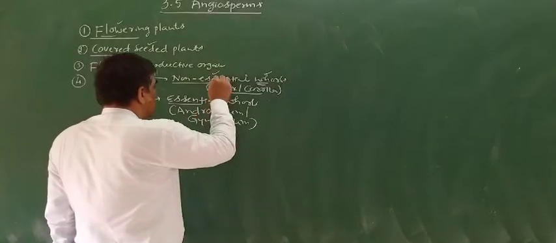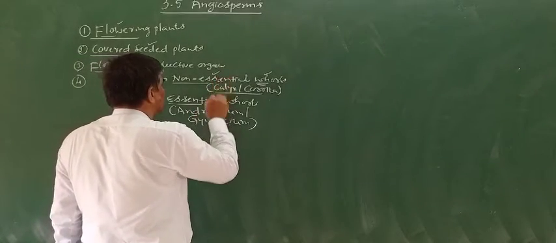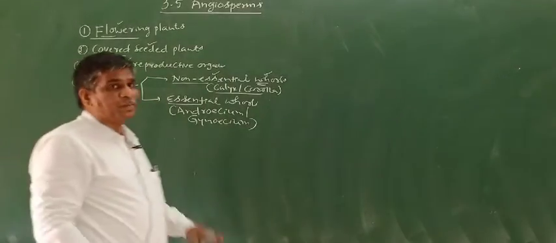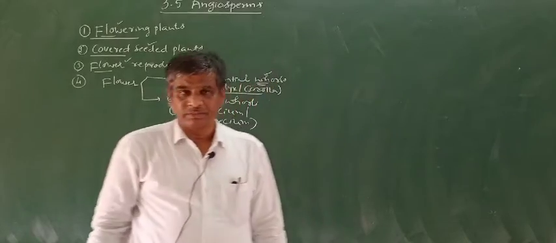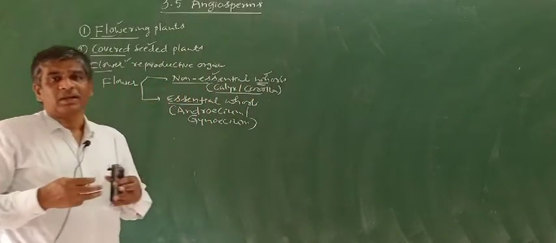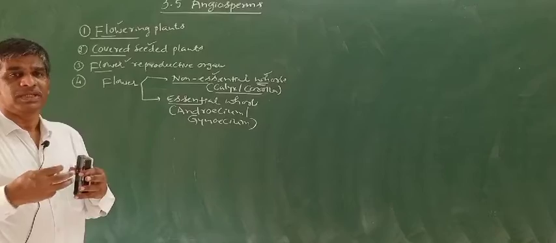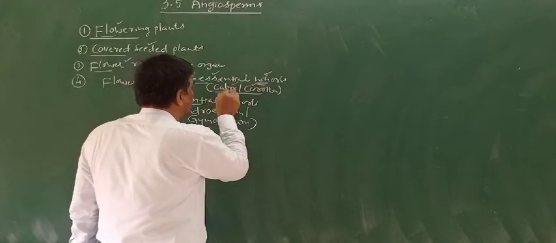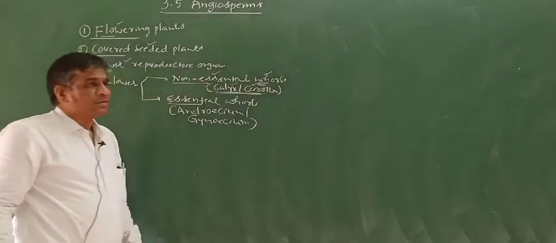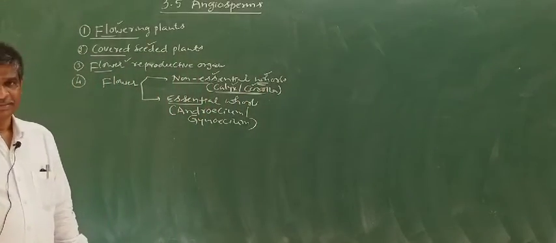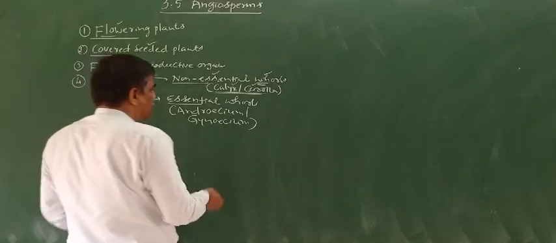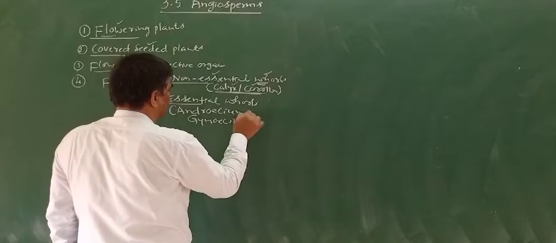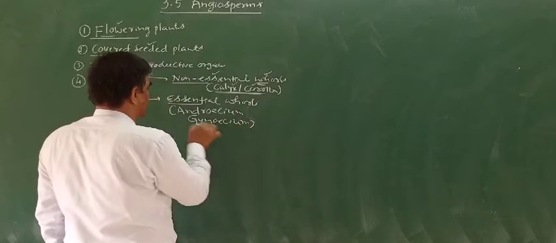Essential and non-essential depends upon the participation of the parts in the process of sexual reproduction, that is, in what way they are directly involved. The calyx and corolla are not directly involved in reproduction, therefore they are non-essential. The androecium and gynoecium are directly involved in reproduction, therefore they are called essential parts.